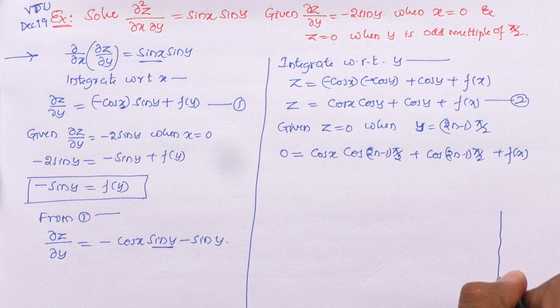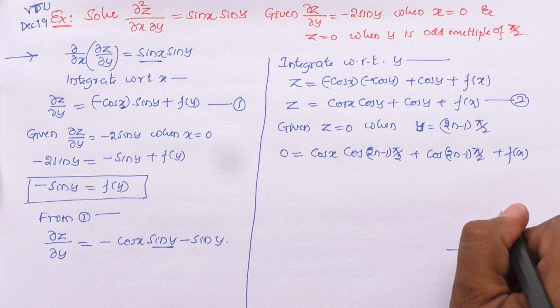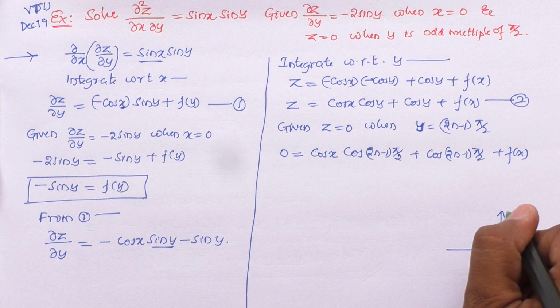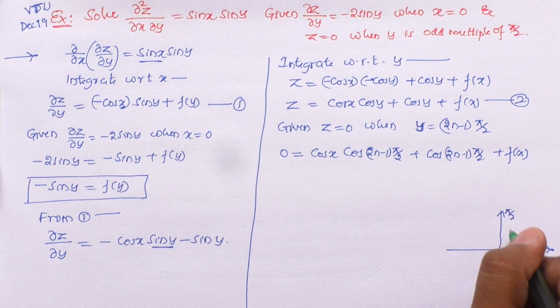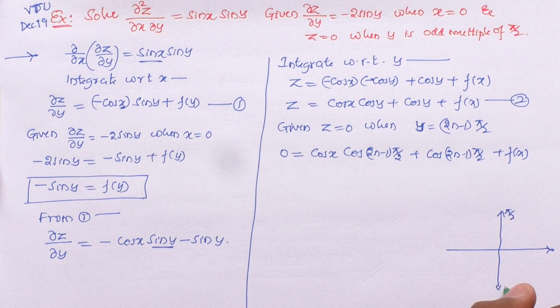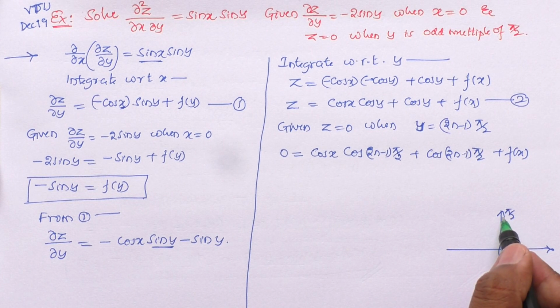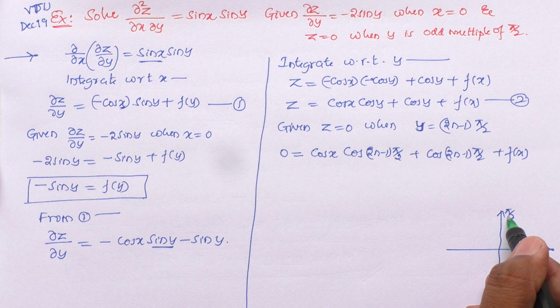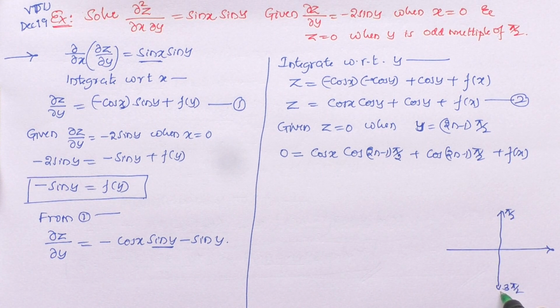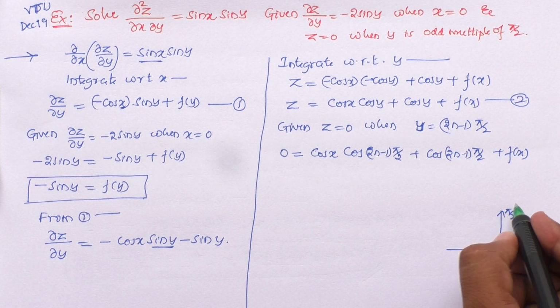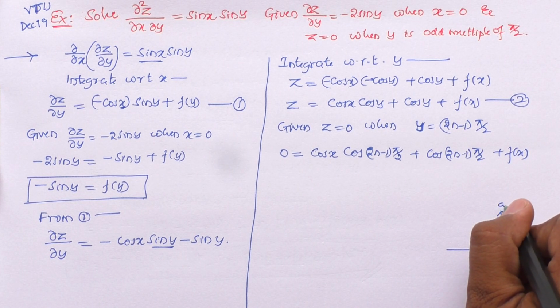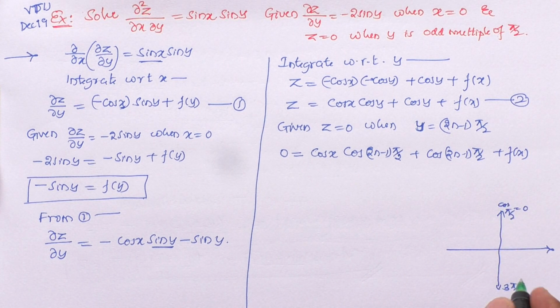So if you look at the xy plane, odd number, so here pi by 2, also 3 pi by 2, odd multiples, so 1 pi by 2, 3 pi by 2. Again 5 pi by 2, 7 pi by 2, 9 pi by 2, 11 pi by 2, like this. But cos pi by 2, we know, is 0, and cos 3 pi by 2 is also 0.